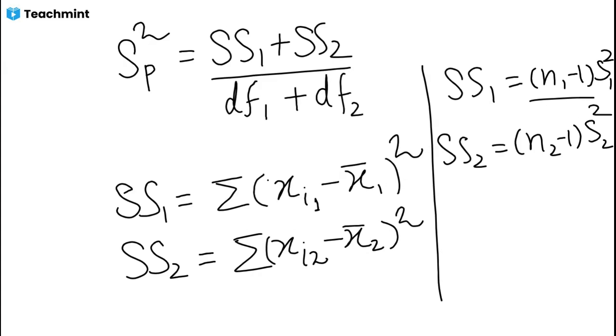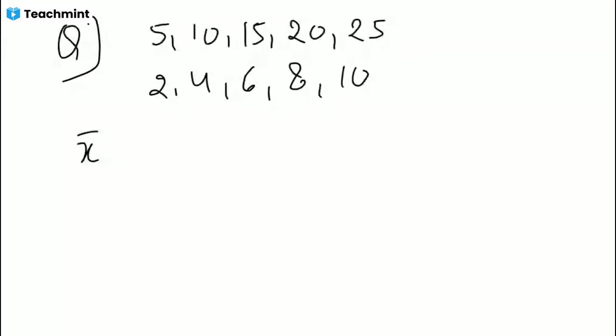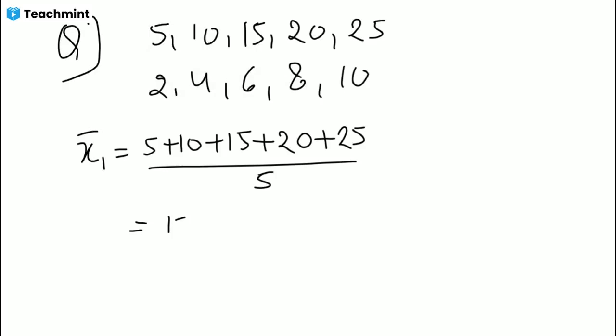So let us do one example. For example, let us use two data sets. In the first we have 5, 10, 15, 20, 25, and in the second data we have 2, 4, 6, 8, 10. Let us find the first mean. For the first data, the mean is 5 plus 10 plus 15 plus 20 plus 25 divided by 5, so we have 15.